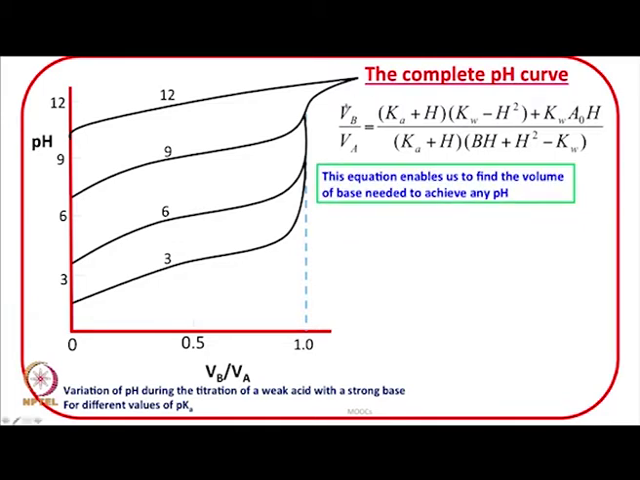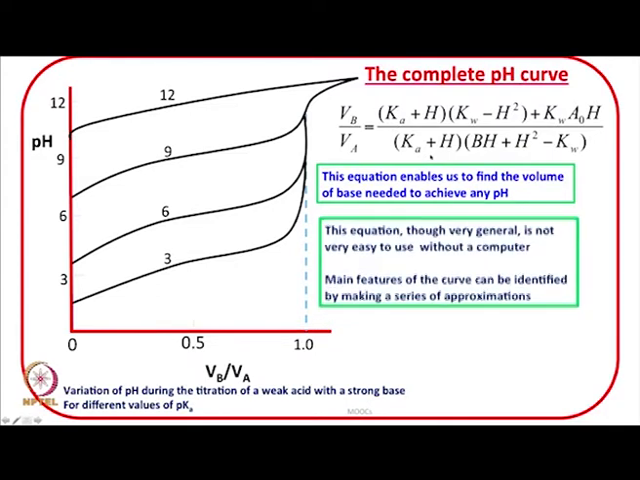This equation enables us to find the volume of base needed to achieve any pH. Since it is plotted against Vb by Va, you are varying the base; how much base is needed to achieve any pH can be obtained from this equation. As I mentioned earlier, this equation is very general, and it is not easy to use without a computer, because H into H square becomes the third power of H. The main features of the curve we can identify by making a series of approximations.